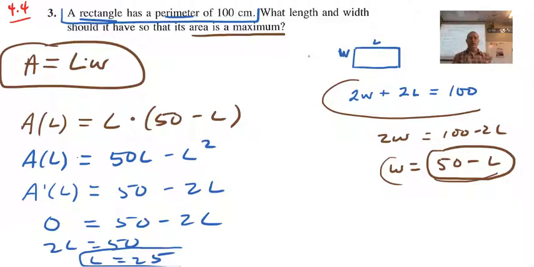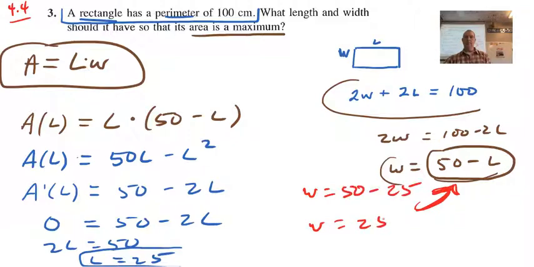Okay. What does the question ask? Let's see. What length and width should it have so that its area is maximum? I've got length. How do I find the width given the length? Right here. Yeah, I put it into what W is expressed as in terms of L. So W actually is 50 minus 25. The width is 25. So actually, when the area is a maximum, this rectangle is a square of 25. Now we found that out.